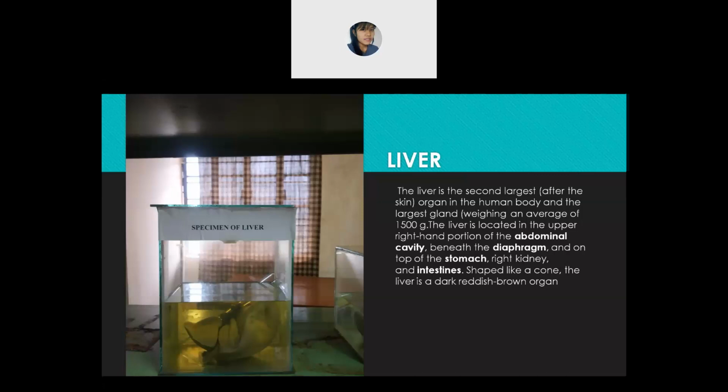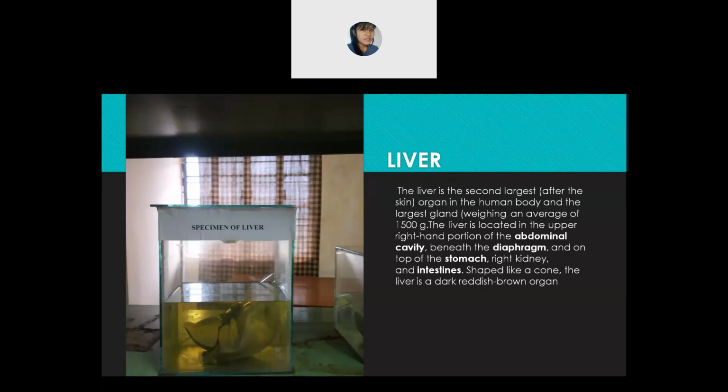And what is the shape? The shape of the liver is like a cone. Do you know cone? Cone means, do you have ice cream? In ice cream, can you see a cone? That one is known as cone. It's like a triangular shape. So liver is like a cone. And the color of the liver is reddish brown. Means it's dark in color, but it's reddish. Reddish and brown mix together. So that is about the liver.